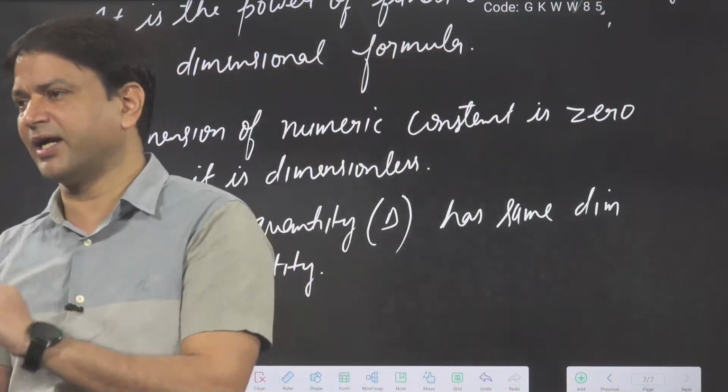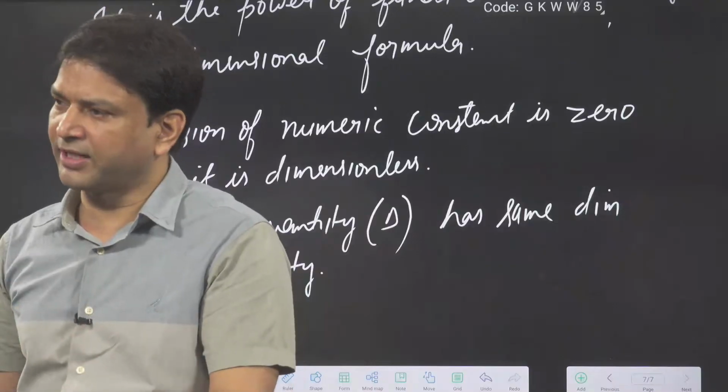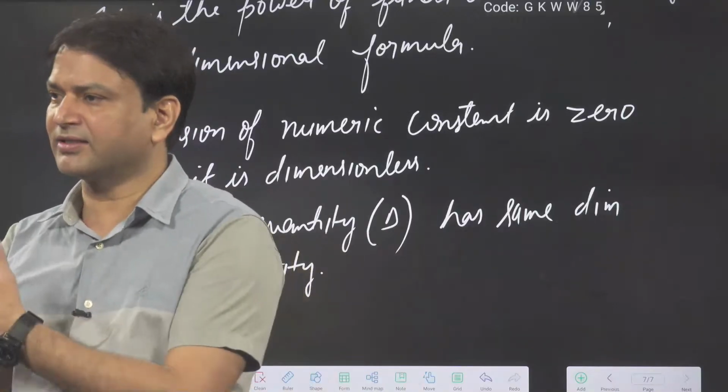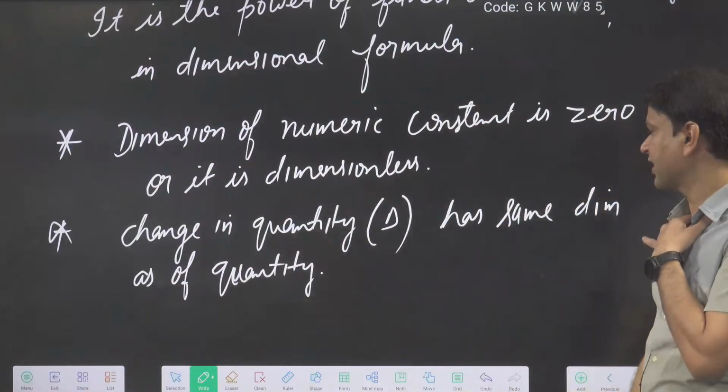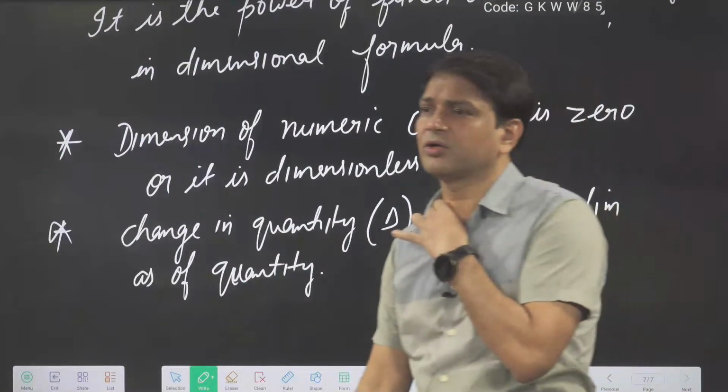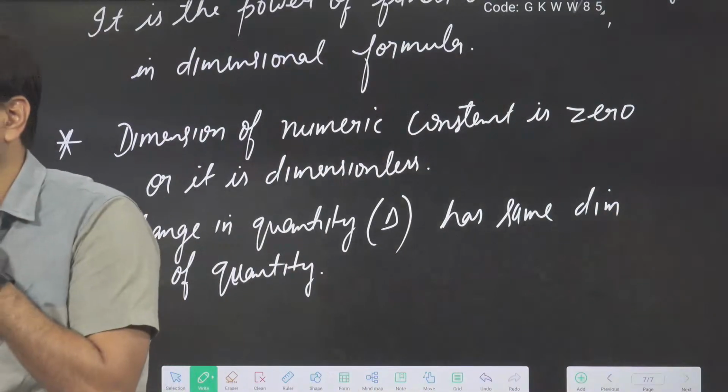Like V and delta V have the same dimension. A and delta A have the same dimension. Everybody got or not? That I have written in the second. Change in the quantity has the same dimension as the quantity. Everybody got or not?